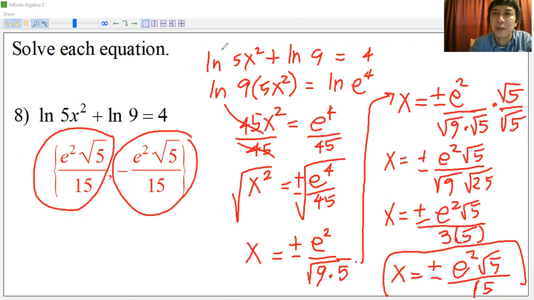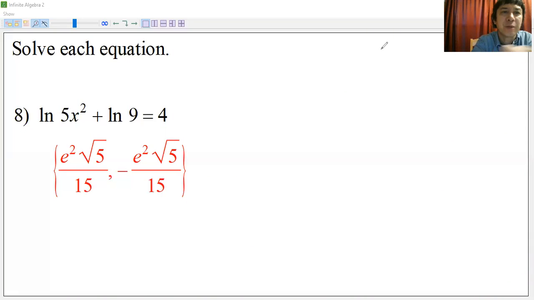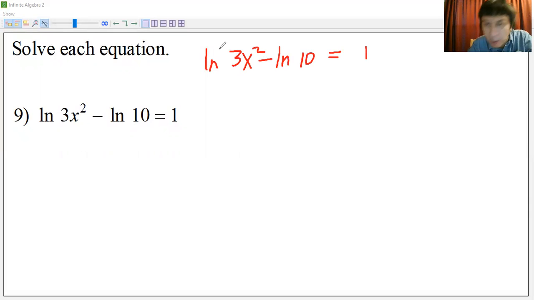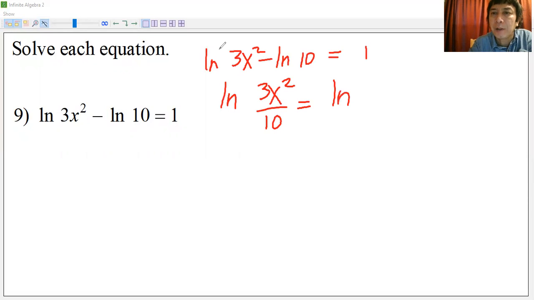Let's continue with number 9. Okay, here's number 9. ln 3x squared minus ln 10 is equal to 1. This is a subtraction, so we can apply here ln of a ratio, 3x squared over 10. And 1 can be written as ln e to the 1. ln e to the 1, like that, okay?